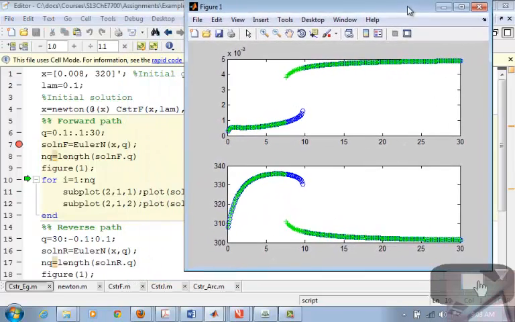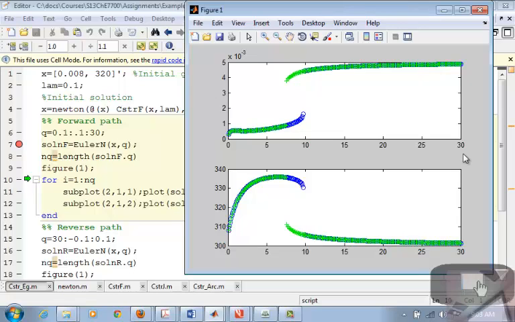Okay, so the blue is the forward path. It came all the way up to here, jumped, and then continued on all the way to 30. And in the reverse path, I think it did all of them from the last time. So maybe let me just delete that and ask it to regenerate again.